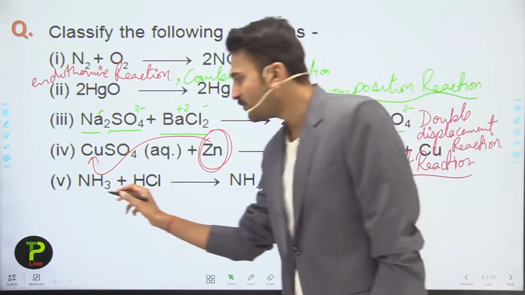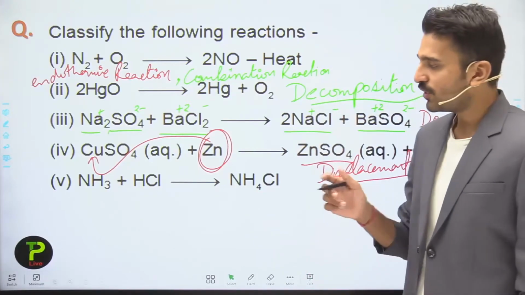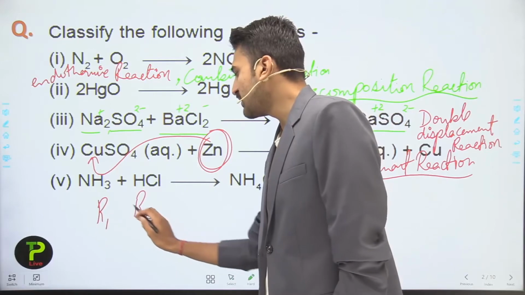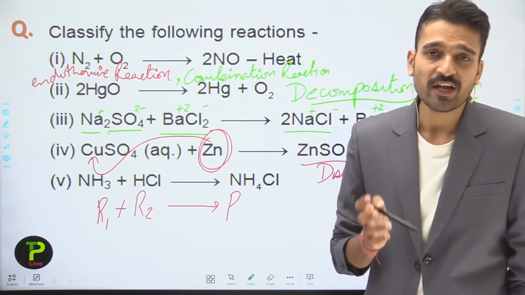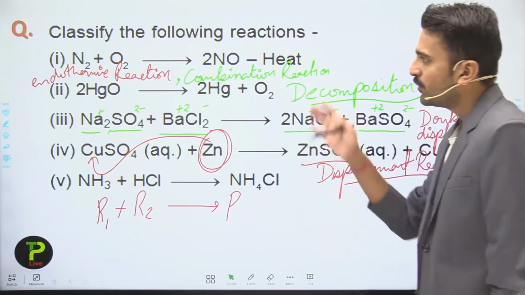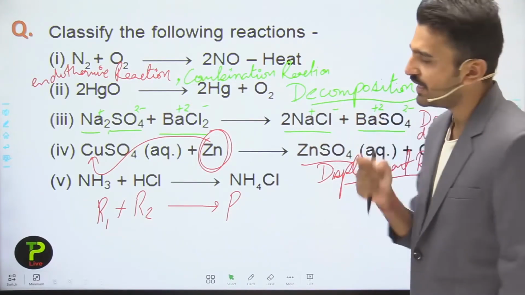So moving to the fifth reaction, that is NH3 plus HCl gives NH4Cl. Here you see that there are two reactants, R1 and R2, and they both are combining to give a single product. So this particular type of reaction comes under the combination reaction. So here you have completed this particular question. Now moving on to the next question.